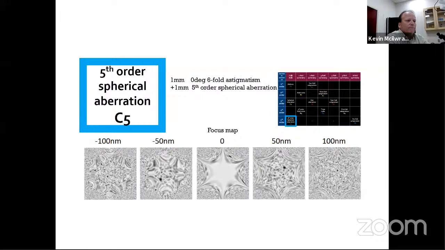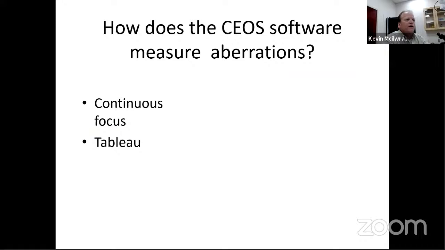Now that's excellent, actually. It's been corrected to fifth order. Really cool. So how does CEOS do this? You don't do this manually. You run a few iterations. You run a tableau and do this continuous focus. And the software gives you feedback and says, okay, with confidence, this is where you're at.